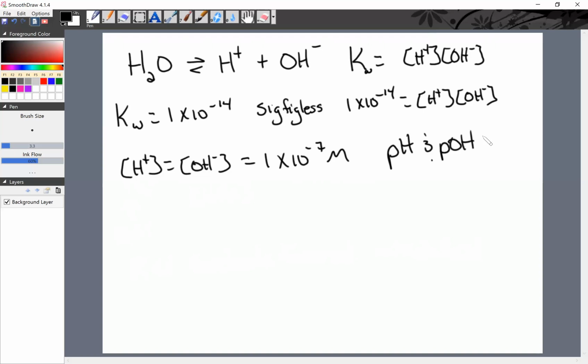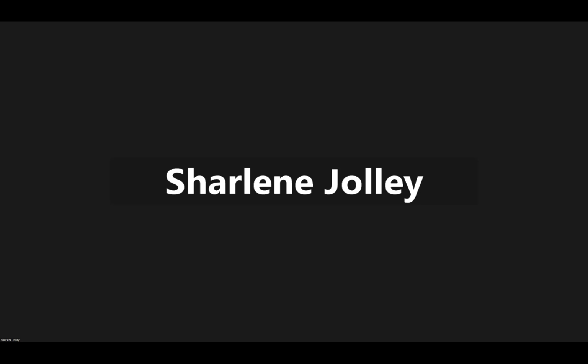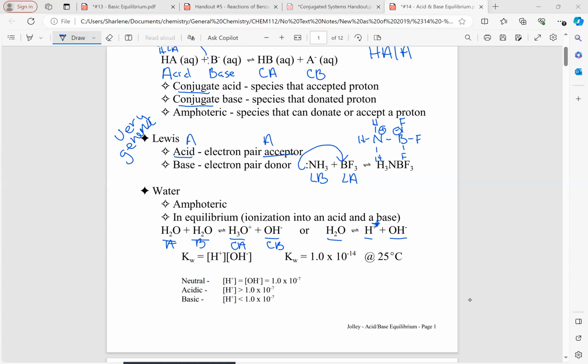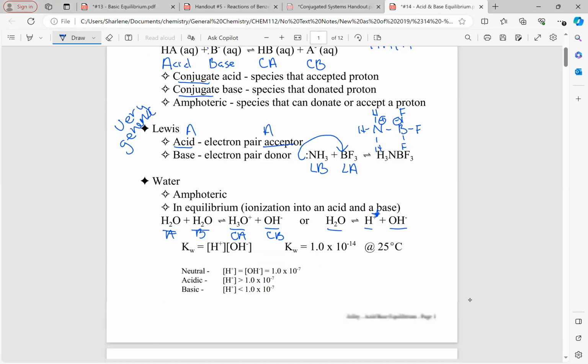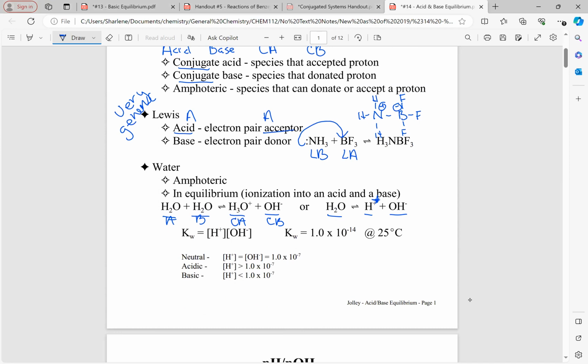All right, let me go back. We've seen our definition of Arrhenius. We've seen Bronsted-Lowry. We've seen the Lewis. I just did the water for you, so here's the equilibrium expression. There's the Kw again. It is on your reference sheet. And then we're going to use these terms neutral, acidic, and basic. Neutral means they're equal, so 1.0 times 10 to the minus 7th.